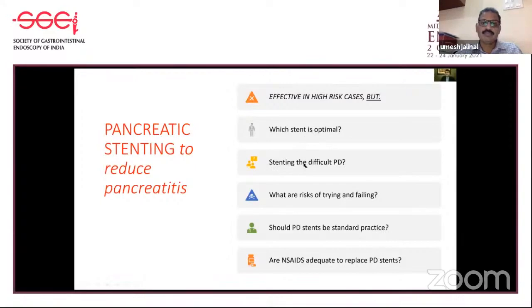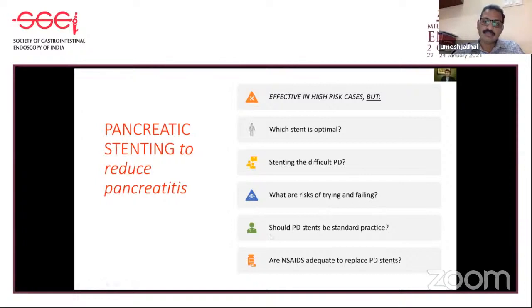Stenting the difficult pancreatic duct is hard, especially if you have an ansa loop in the head of the pancreas. So you need to be able to place small guide wires and small stents. There is a significant risk of trying and failing. So if you cannot readily get into the PD, I don't think you should be trying to traumatize the papilla to get a stent, because when you try and fail, the risk of pancreatitis is greater than 50%.